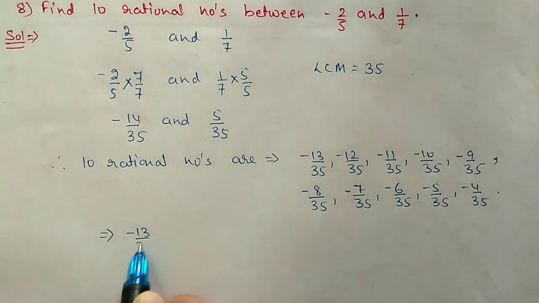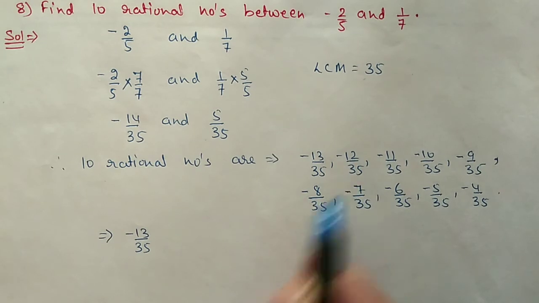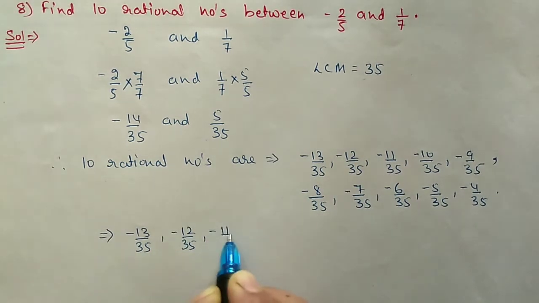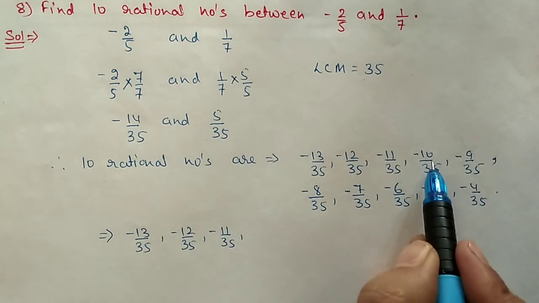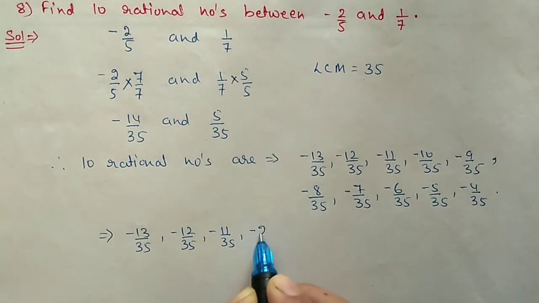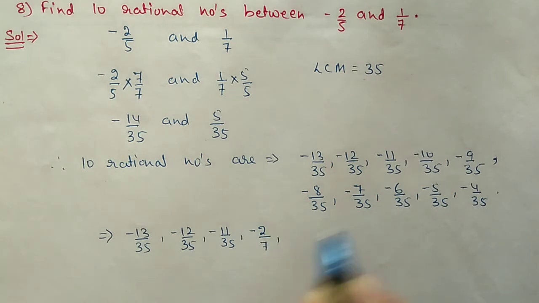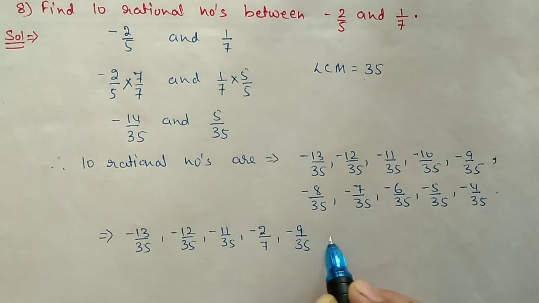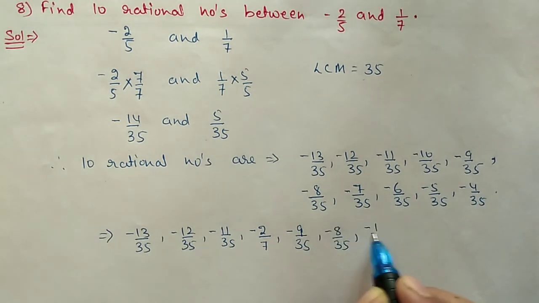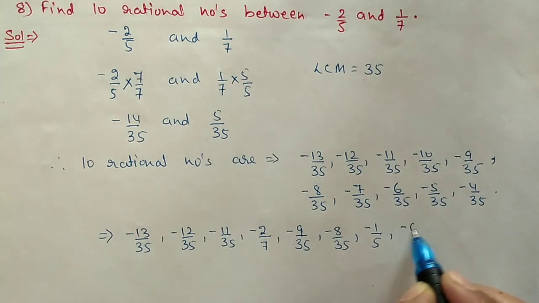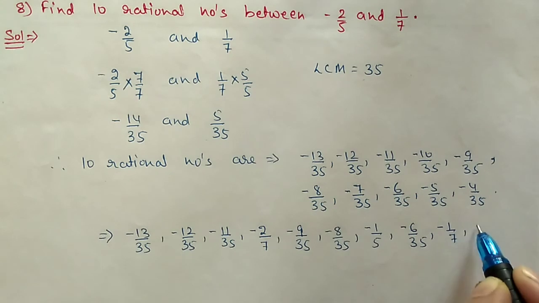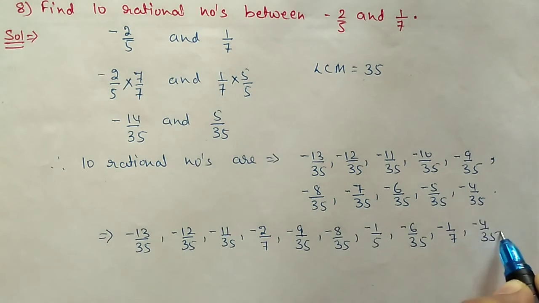We can write minus 13 by 35. The second one we cannot cancel, so write as it is. The third one also we cannot cancel. The fourth one we can cancel with the 5 table, 5 2s are 10 and 5 7s are 35. This one as it is. Then the next one also we cannot cancel. This we can cancel, minus 1 by 5. This is as it is, and this we can cancel, minus 1 by 7 and 4 by 35.